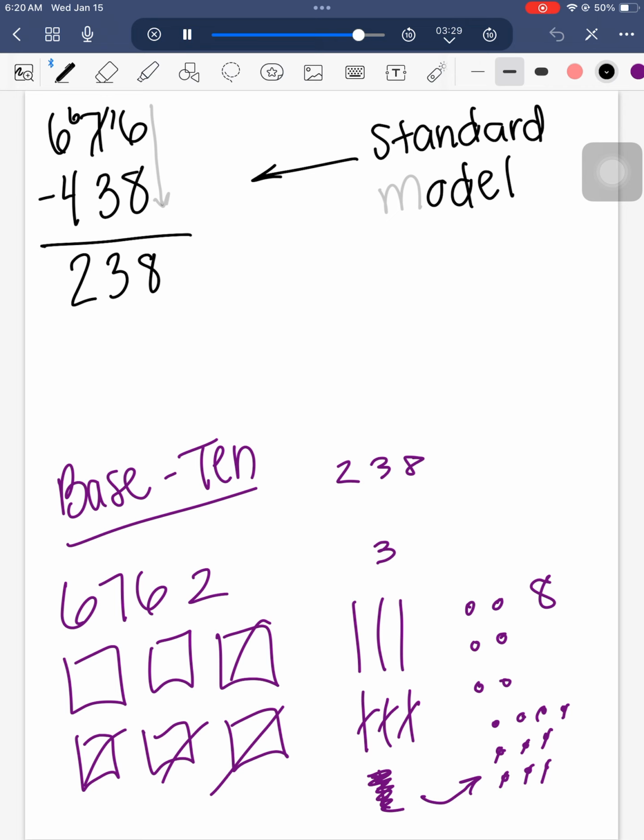So it's very important that if you are using standard model at home, make sure that they have their ones lined up where they're supposed to, their tens lined up on top of each other, and their hundreds lined up on top of each other. If they're subtracting or adding a 3-digit number and 2-digit number, they need to know if there's not something in that hundreds place, you don't just put the numbers there. That's most of what I've seen that will trip them up.